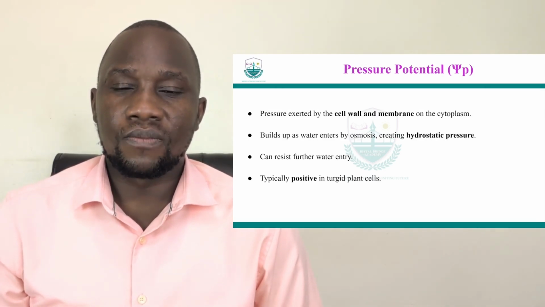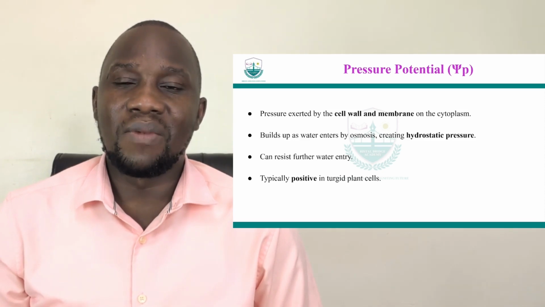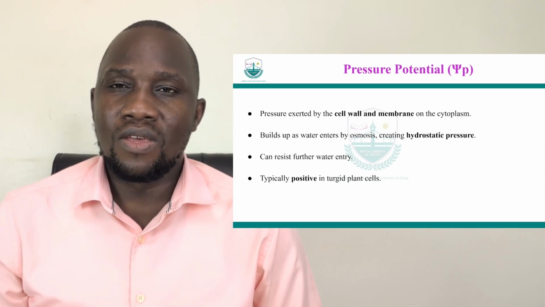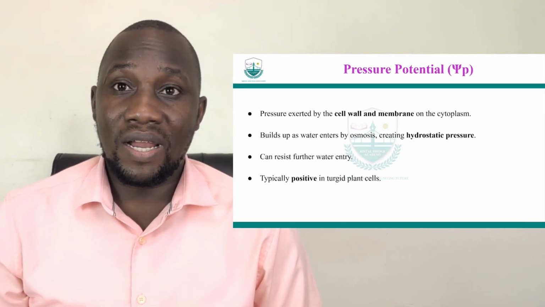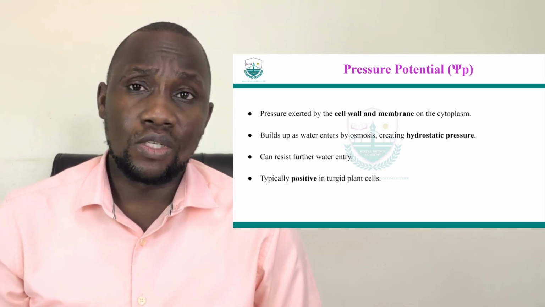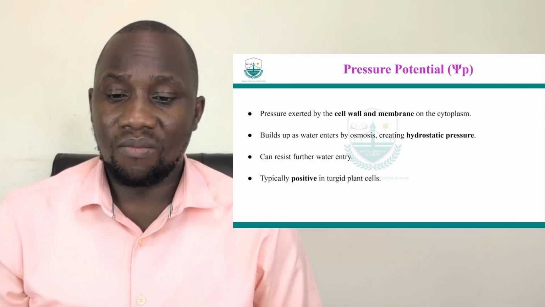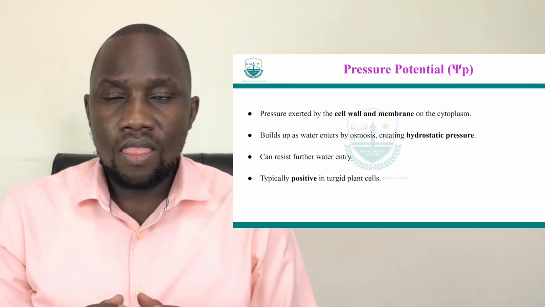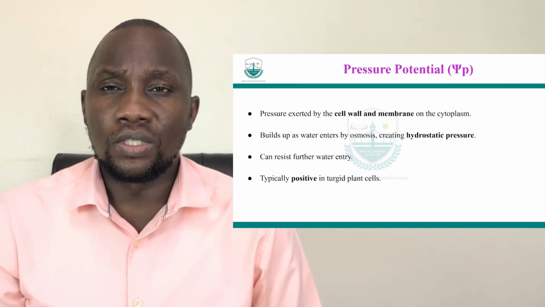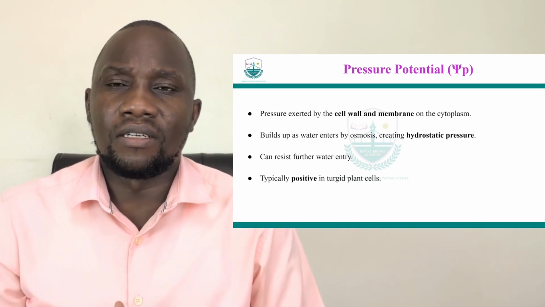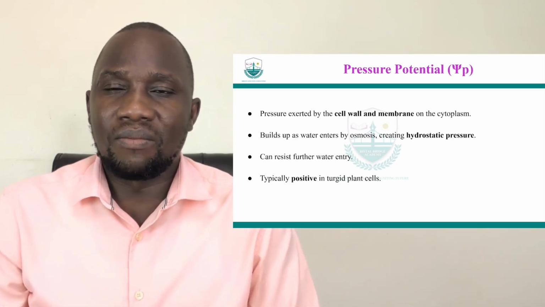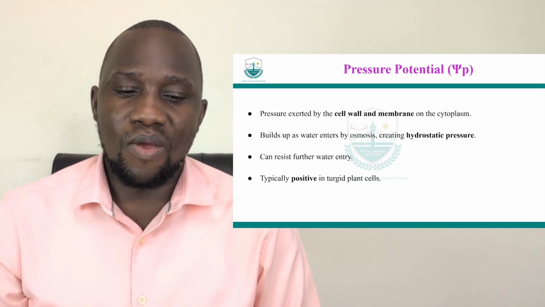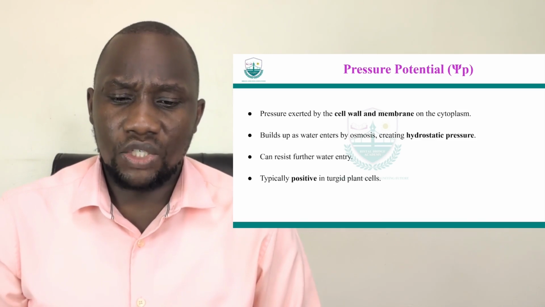Pressure potential, this is the pressure that is exerted by the cell wall and the membrane on the cytoplasm. Remember, it is in plant cells that we have cell walls, but of course, in animal cells, we're talking about the cell membrane. But when you have water and solids in a cell, this will exert a pressure on the cell wall or the cell membrane, and that's what we are terming as pressure potential.